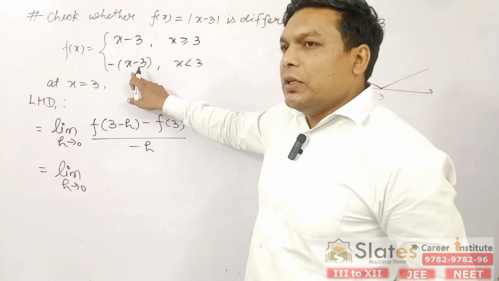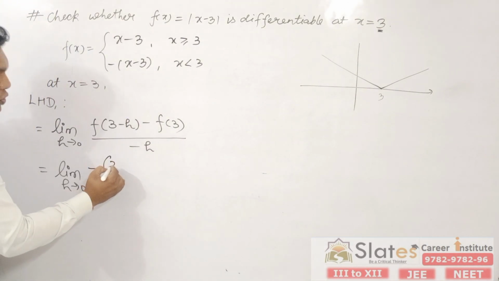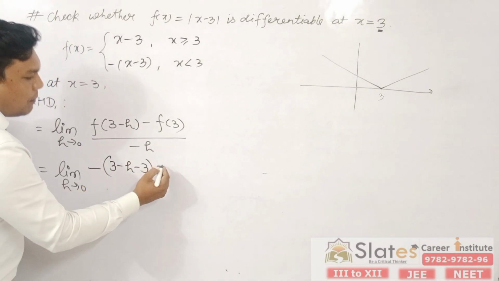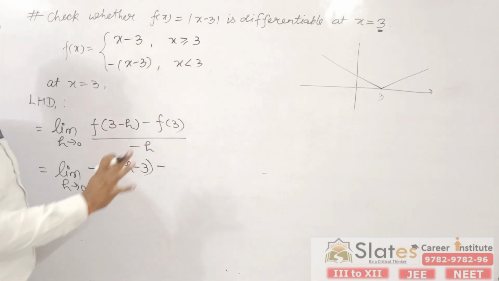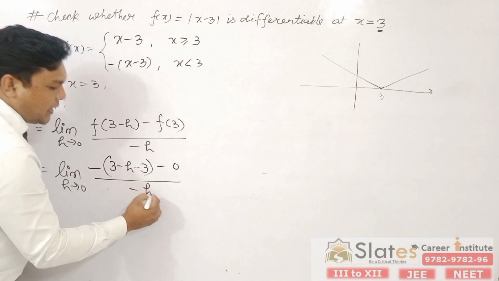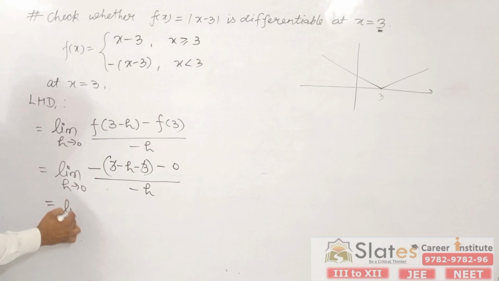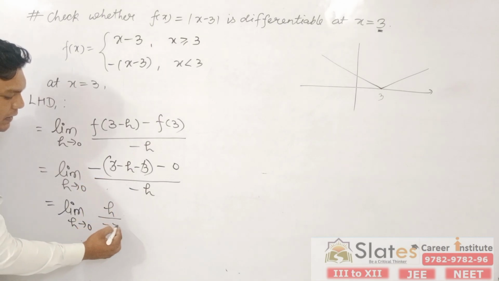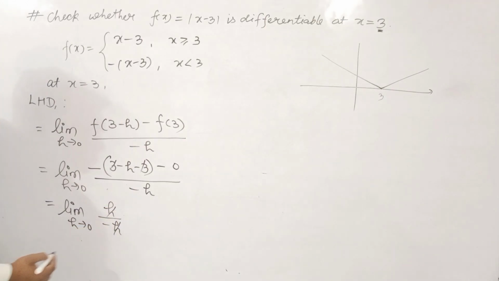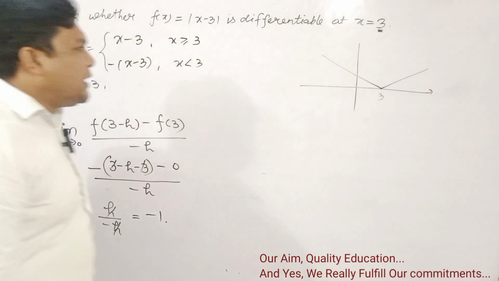Okay, so which function will we use? This one. So it is minus of, what is x? 3 minus h minus 3, minus f of 3. You can use this function or this function. So it is 3 minus 3, 0, upon minus h. Is it okay? Now 3 and 3 cancel out. So what will it be now? Limit h tends to 0, it is h upon minus h. So h cancels out. What remains? Only minus 1. And there is nothing to put for h. So it will be minus 1 only.